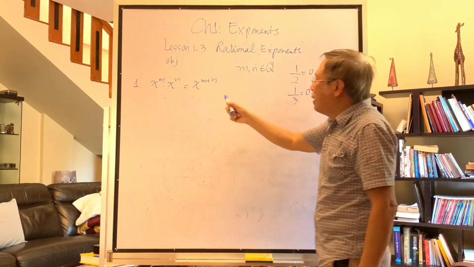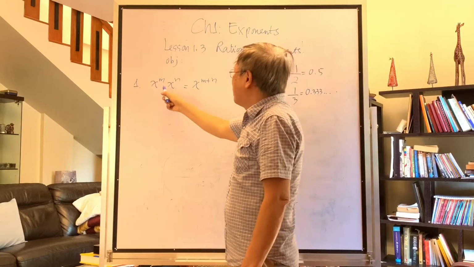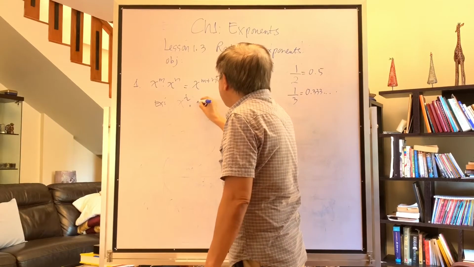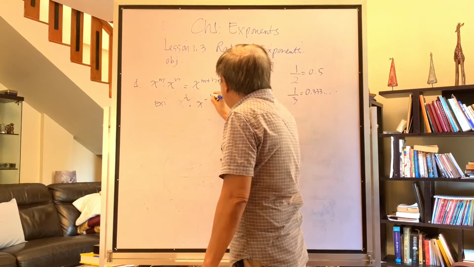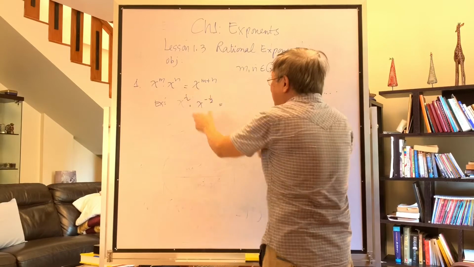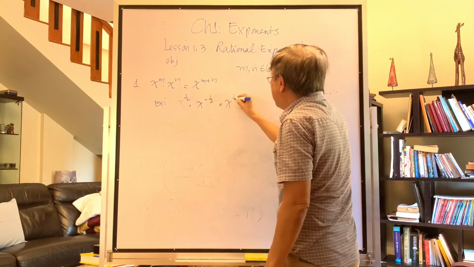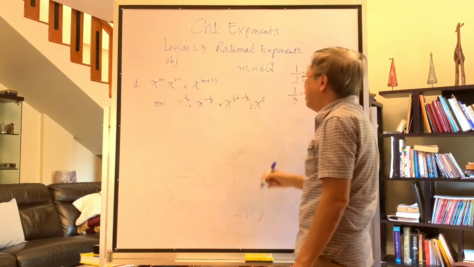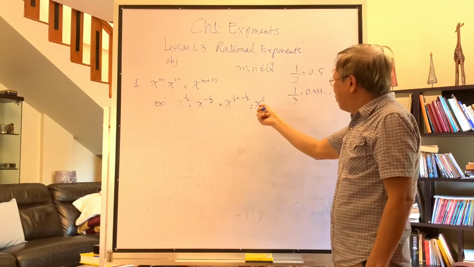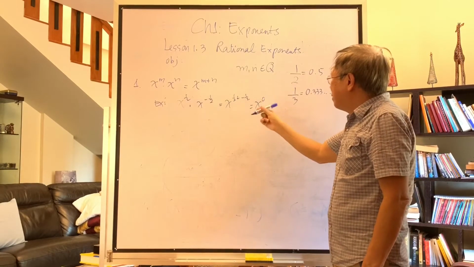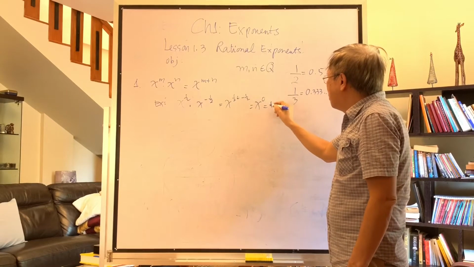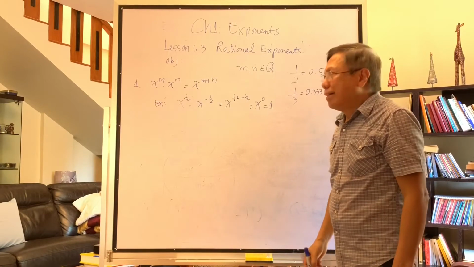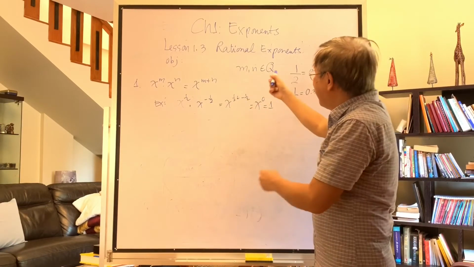So if we have this law number 1, the product law, then I can have here x to the 1/2 times x to negative 1/2 will follow this law, and I will have here x to the 1/2 plus negative 1/2, or this is x to the 0. Remember, from the definition of the zero exponent, x to the 0 is equal to 1, provided x is not equal to 0. That's how we apply that law.